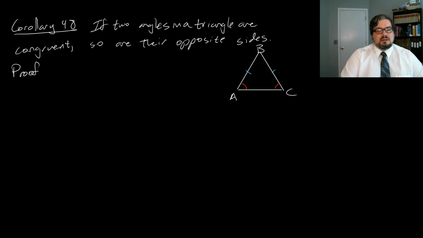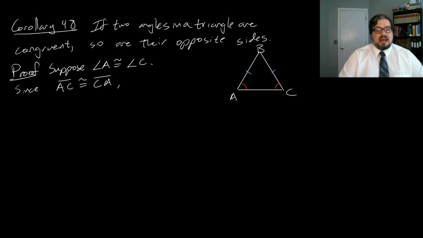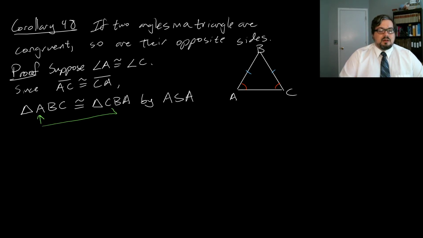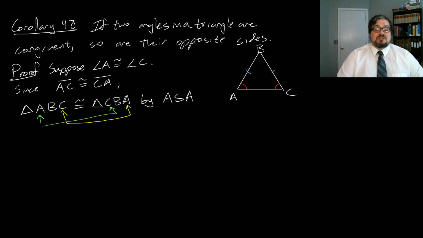So the proof goes similarly. So let's suppose that the angle at A is congruent to the angle at C. So that means that since the segment AC is congruent to the segment CA, we have that the triangle ABC is congruent to the triangle CBA by angle side angle, because we have the angles in first and third positions congruent to each other, and the segment that connects them is congruent.